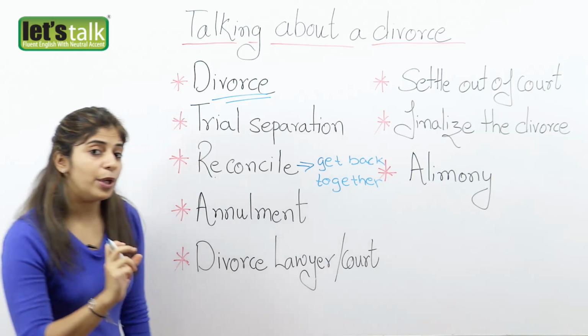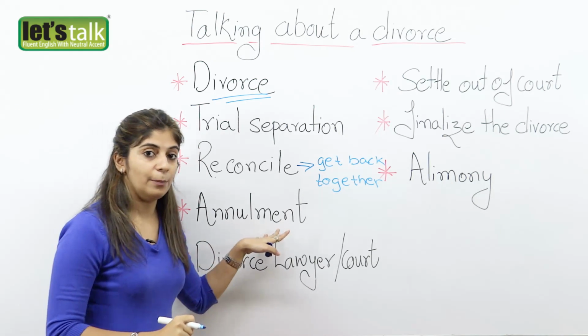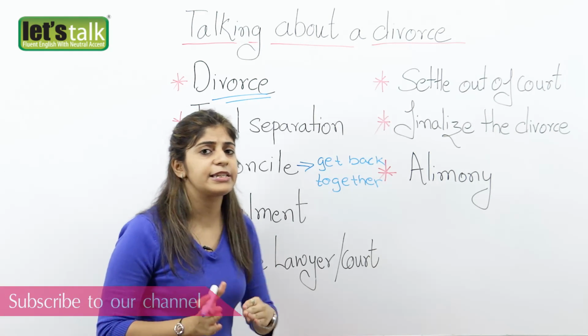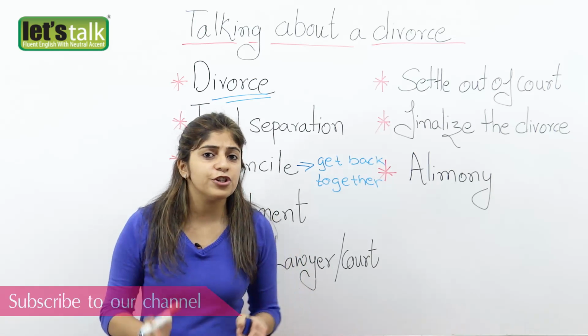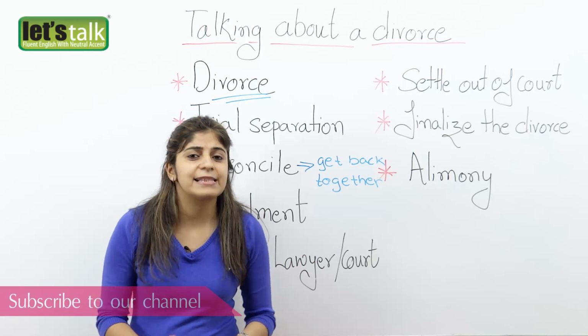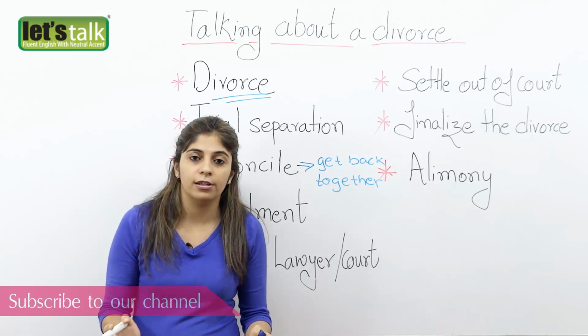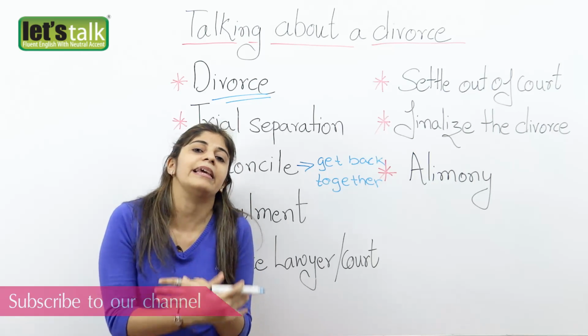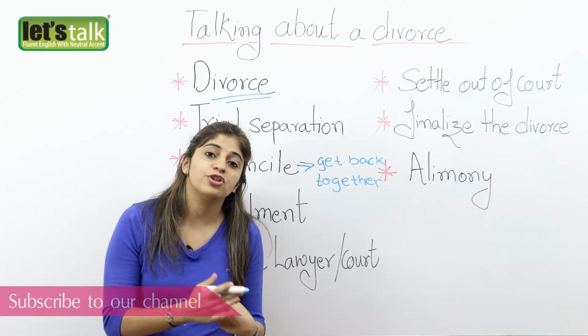Right? Now we also have something called annulment. Annulment is a little different from a divorce. It's an official statement which means that the marriage was never real. This means that the marriage was completely invalid. So, the marriage is void.